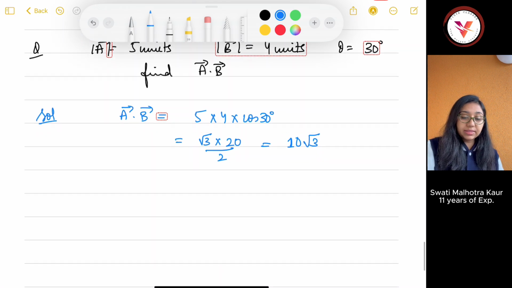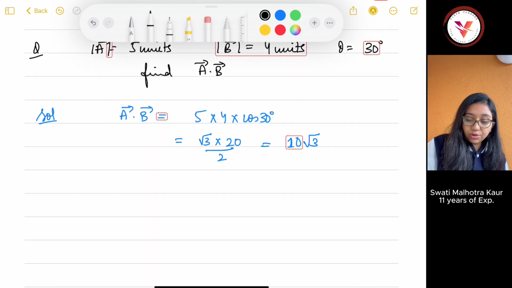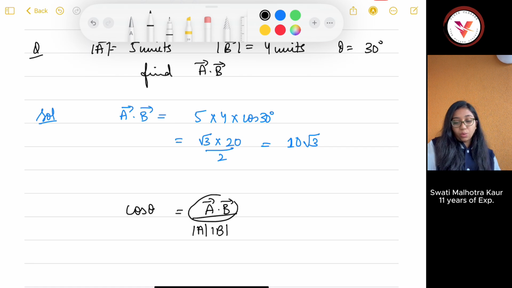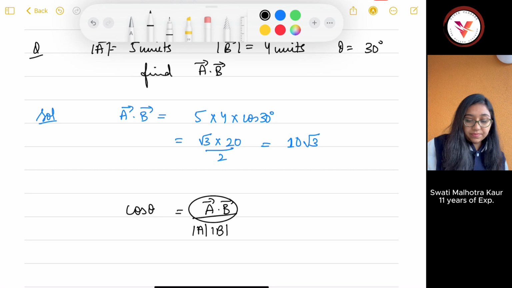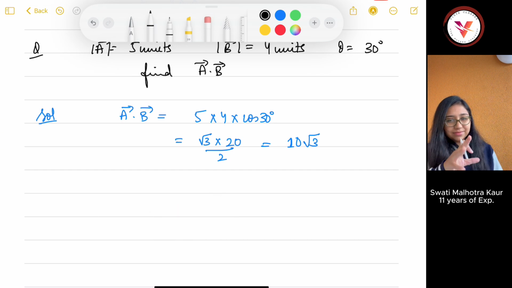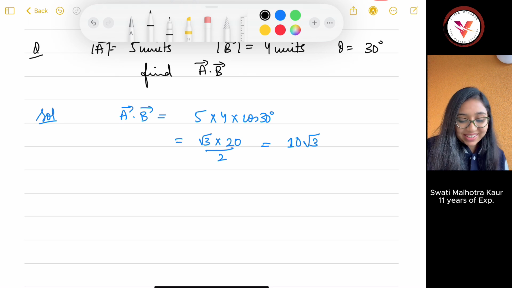And now you can say, if you have to calculate cos theta, then you can simply find A dot B over magnitude of A over magnitude of B. But how to find this A dot B? We'll understand in a little while. Okay.